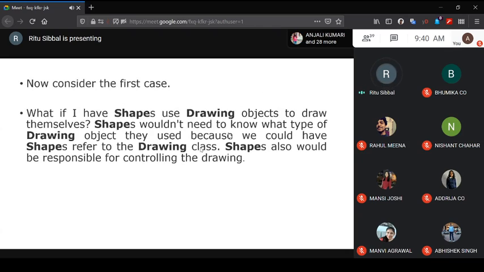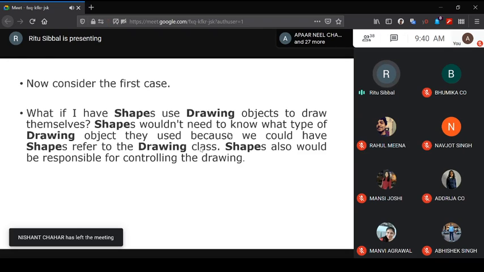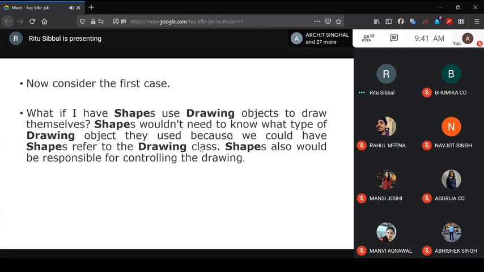Let us consider the other case. I have shapes which use the drawing objects. Now, shapes would need to know what type of drawing object they use, because they could have shapes refer to the drawing class. So we could have a drawing class, and the drawing class itself takes care of whether it is DP1 or DP2. And shapes will also be responsible for controlling the drawing. So यहाँ पे कुछ हमने diverge नहीं करे details and every object is responsible for itself when we let shape use the drawing object. So this is a better solution than the drawing using the shape class.